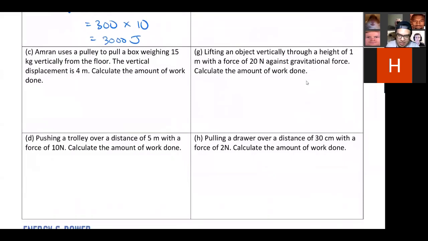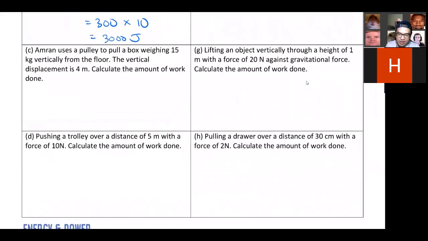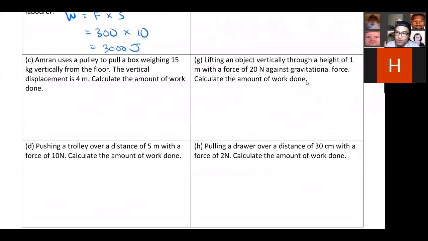Next, C. Amran uses a pulley to pull, menarik, a box weighing 15 kg. For kg to Newton, normally they will give you in the question, but it's not given here. Normally they'll write it like this: 1 kg sama dengan 10 Newton. This is the conversion. Normally they will give this, but they don't give us here. This is what I tell you.